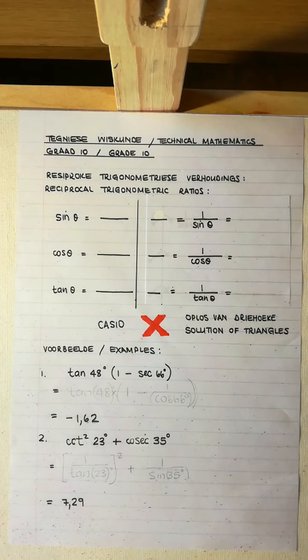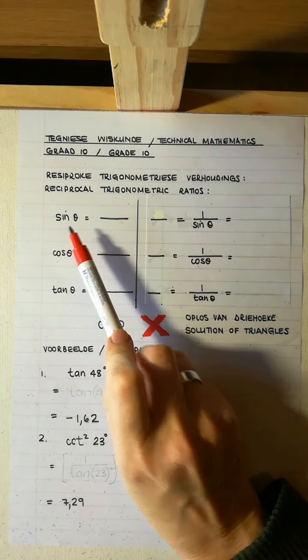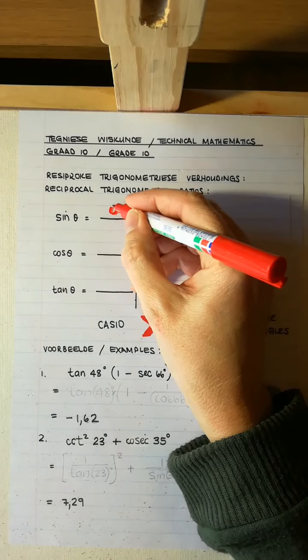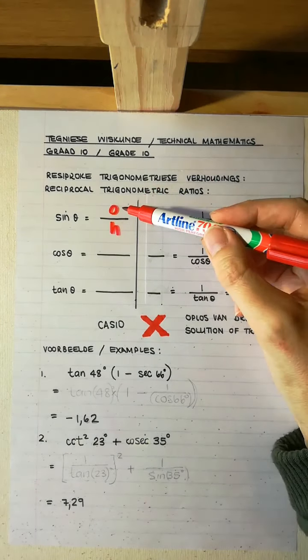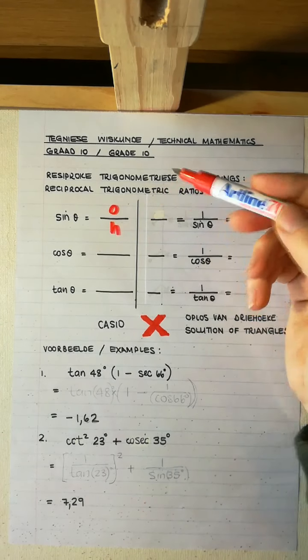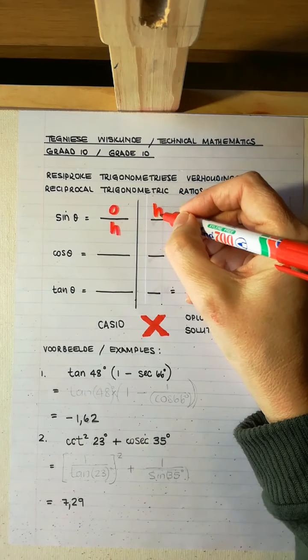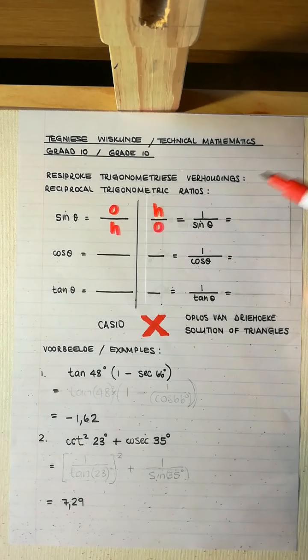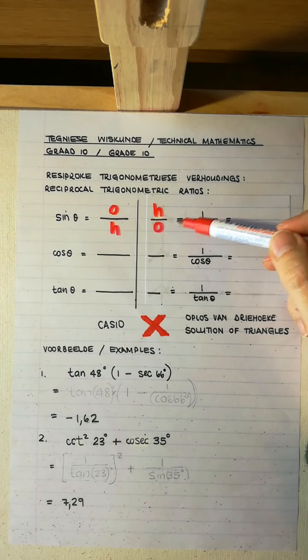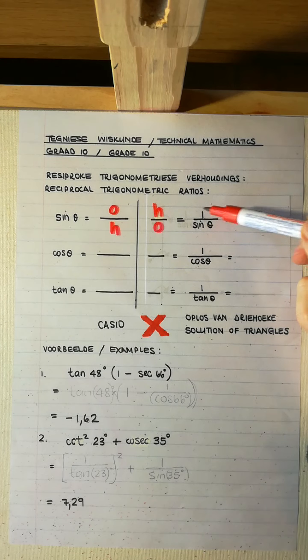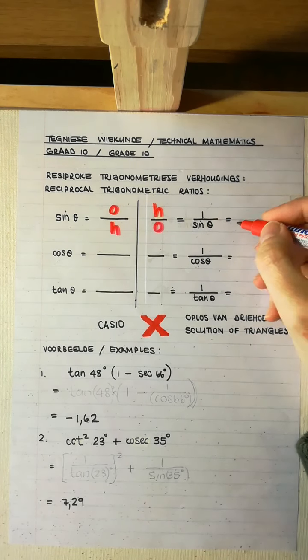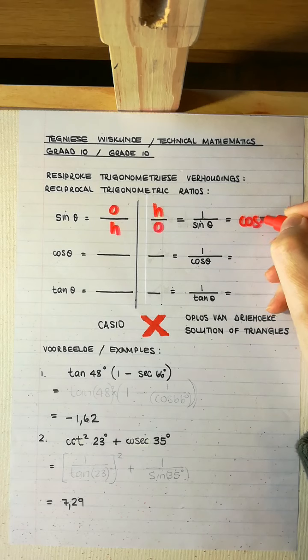Reciprocal trigonometric ratios. In a previous lesson, we defined the sine of theta as opposite over hypotenuse. If we invert this fraction, namely hypotenuse over opposite, it means that we are working with 1 over sine of theta, and this ratio has a name, cosec theta.